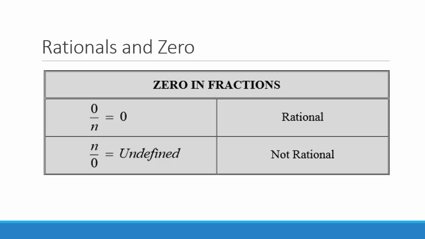When we have a fraction with 0 in the denominator, that fraction is not rational, and therefore we say it is undefined. A number divided by 0 is undefined. So n over 0 as a fraction is undefined.